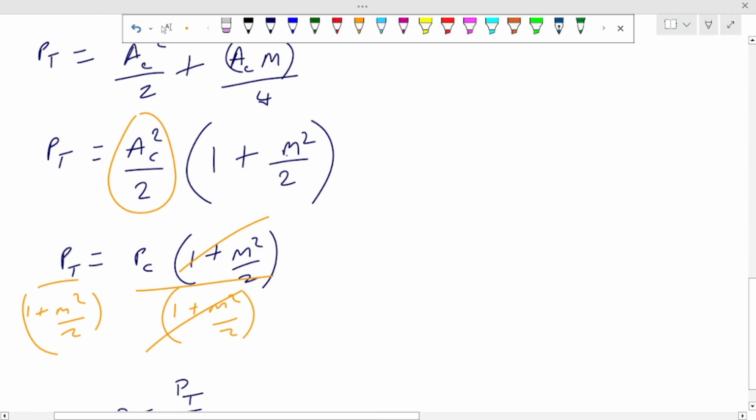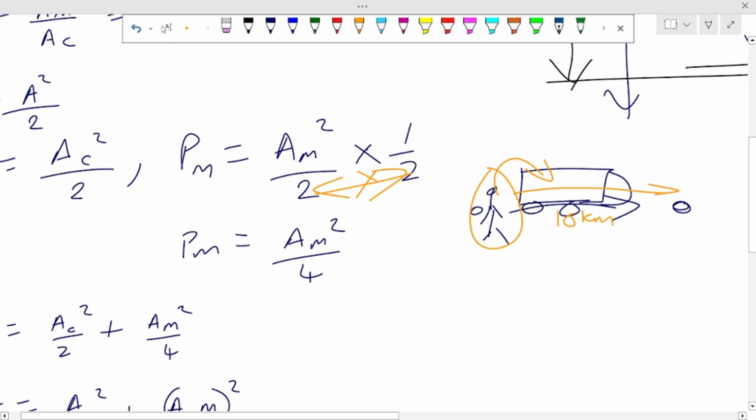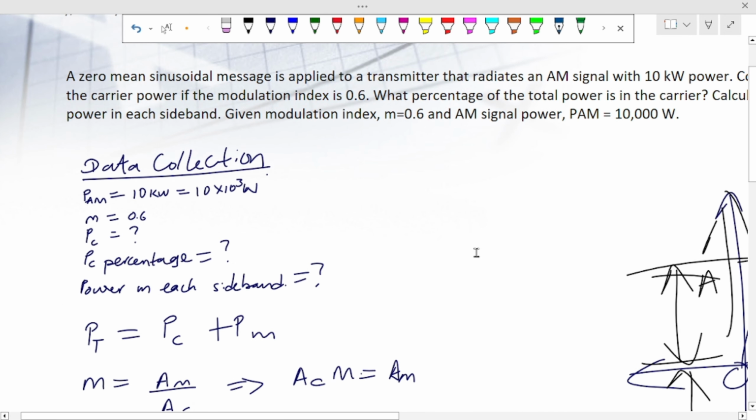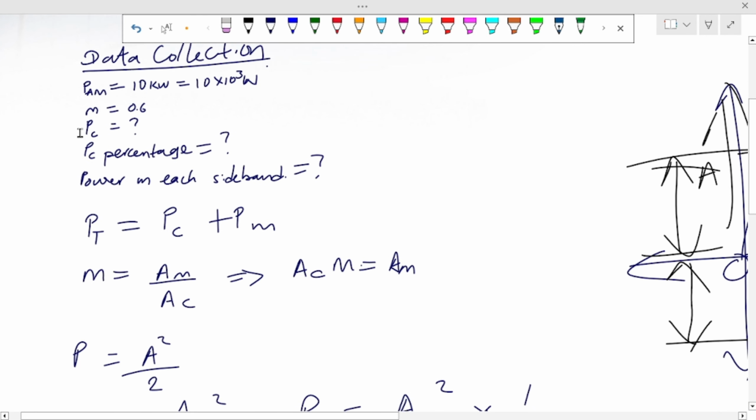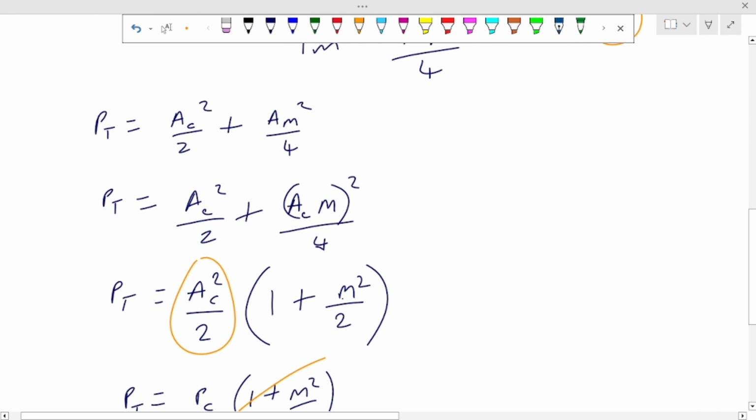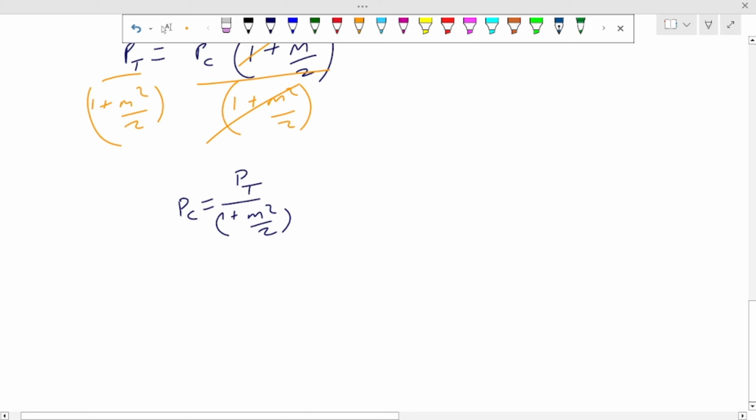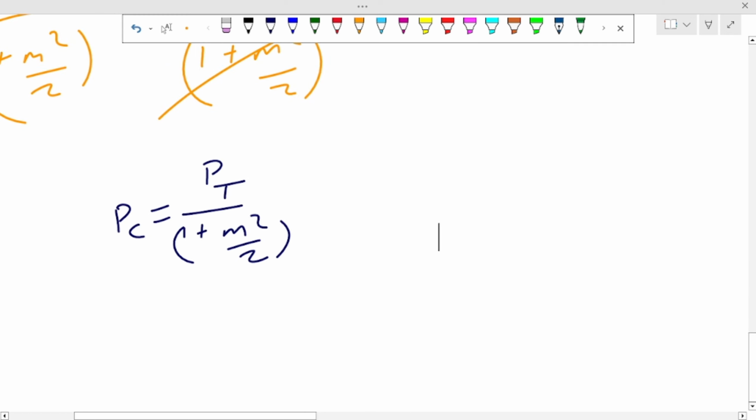Good. So at this point we just plug in our values. PT, total power, that is this guy, so we put that value there. M, we have it, we put it there, and we're done with that first thing. We're done with that first one. So now if you can cram this formula, you don't need to do all this proving I just did.